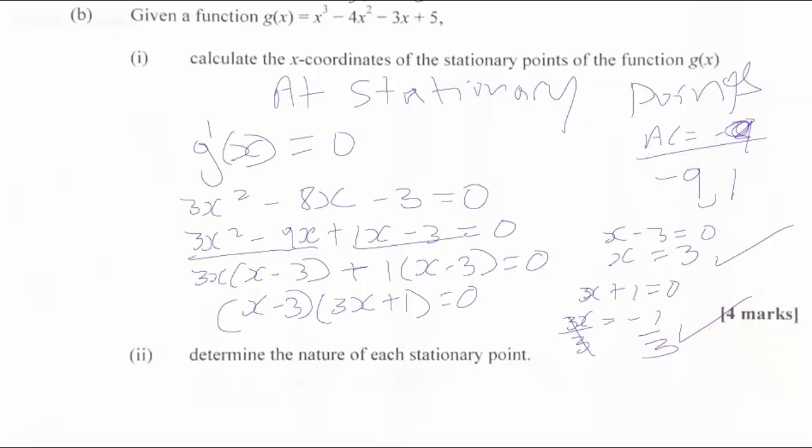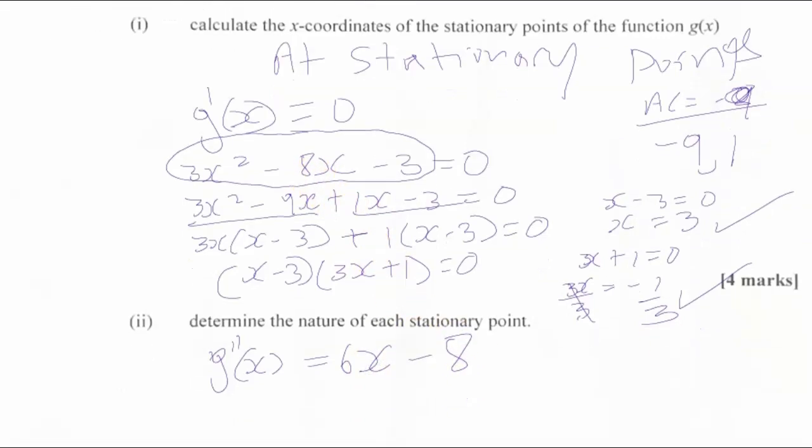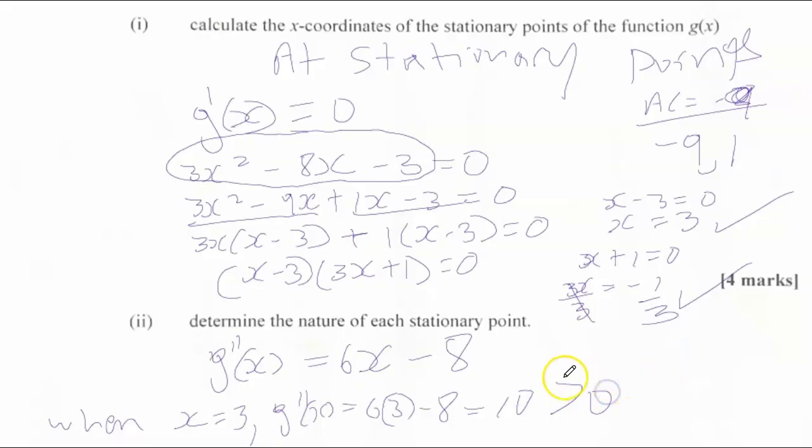Now to get the nature, we need the second derivative. So differentiate g again. Here was the first derivative. Differentiate again: multiply by the x power, subtract 1 from the x power. So 2 times 3, that's 6x. Differentiate negative 8x, that's negative 8. So let's test each point now. When x equals 3, the second derivative is 6 times 3 minus 8. 6 times 3 is 18, 18 minus 8 is 10, and 10 is bigger than 0. When the second derivative is bigger than 0, that's a minimum point.